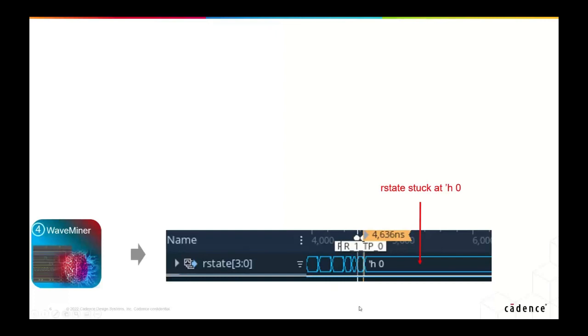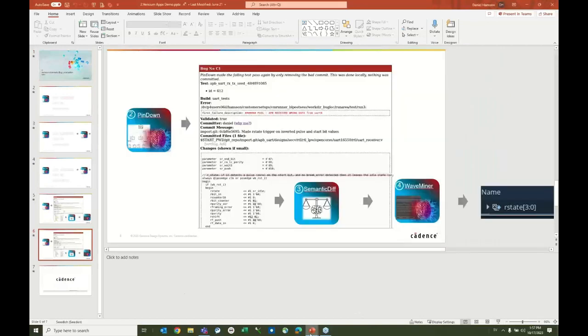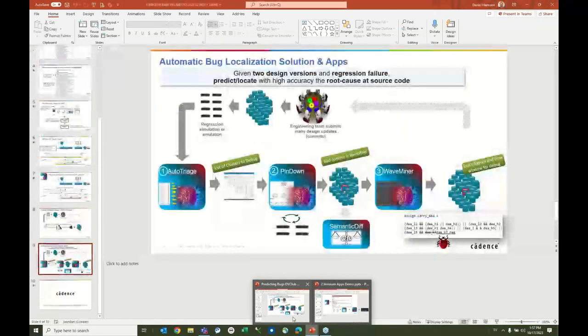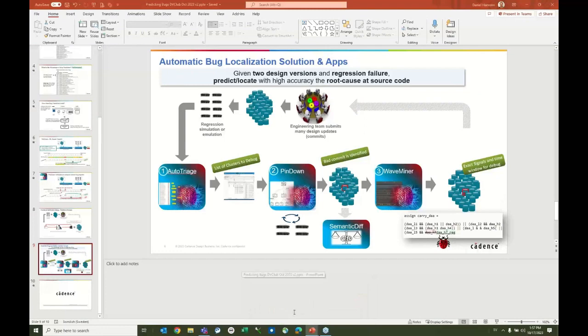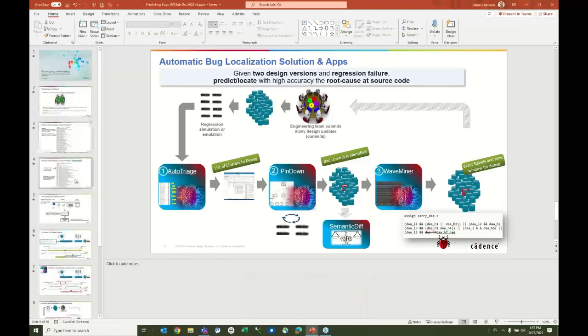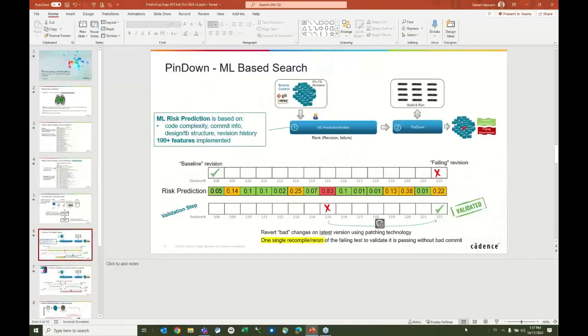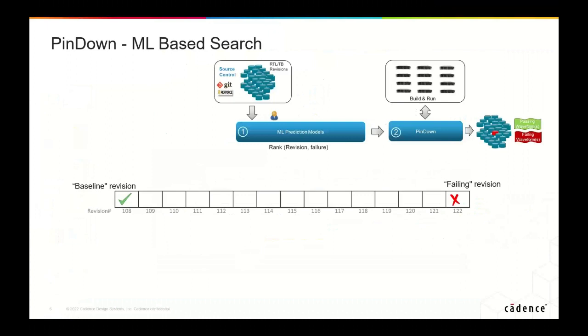So the first question is, is this language specific, just Verilog, or does it do it for C, VHDL, for example? Any language. Pindown can handle any language, because for Pindown, everything is text files under revision control, and it tries to back out the right combination to make the tests passing again. But semantic diff and Wayminer, which I showed here at the end, understand Verilog and SystemVerilog. They are limited to those languages.